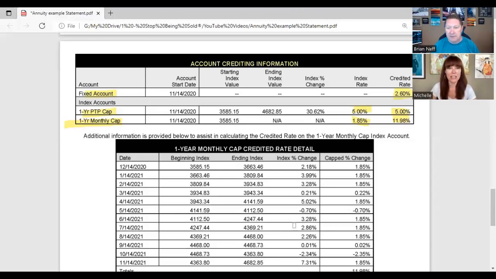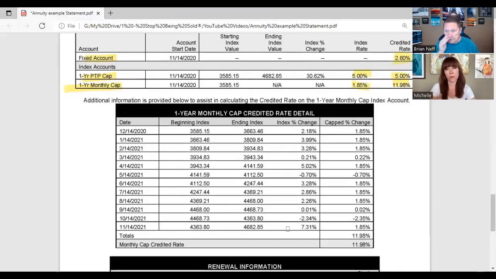So anyway, this is something you can reallocate every 12 months. So for example, if you were heavier in the fixed account rather than like the monthly cap, what have you, you can move things around. Okay. Got it. And think about this. Let's look at that too, because remember we talked about the indexes before in several of our other annuity videos, and we'll drop them down below here.